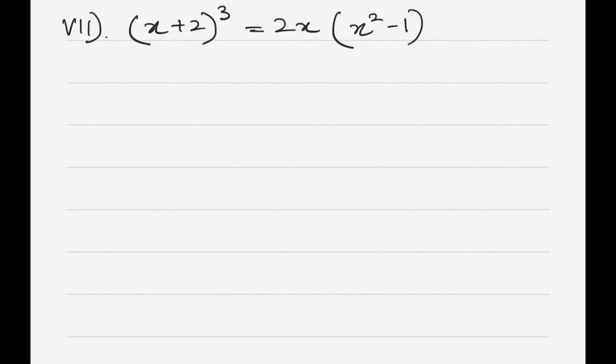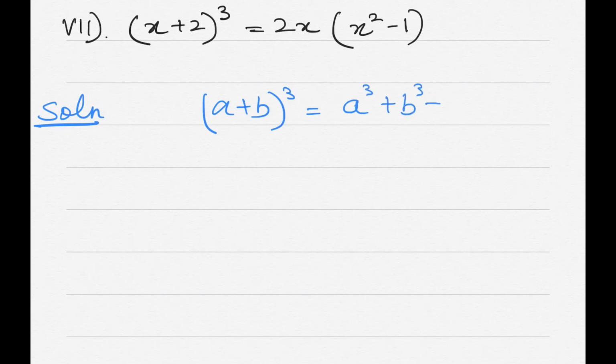Seventh question. Okay, so in this we have to use a different property, right? So a plus b whole cube I have to use now. What is my a plus b cube? We have done it in our polynomials chapter also. It would be a cube plus b cube plus 3ab into a plus b, right? That's the identity. Or if we keep multiplying a plus b into a plus b into a plus b, we will get this. So I have to use this here.